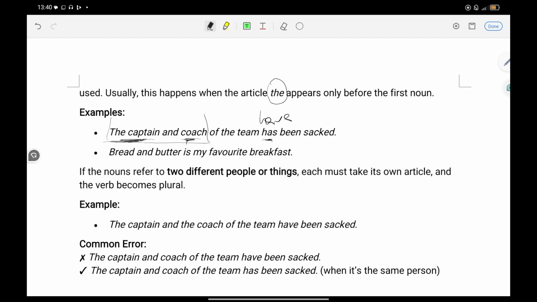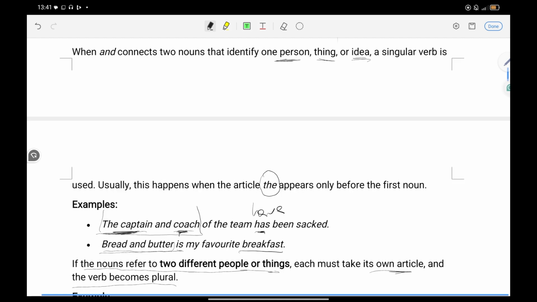Why? Because the captain and the coach are two different people. But when there is no the before coach, then you know it's one person. Look at this. Bread and butter is my favorite breakfast. In this case, bread and butter are considered as one meal. It is just one breakfast. So a reminder, if the nouns refer to two different people or things, each must take its own article and the verb becomes plural, which is what we treated as rule 1.